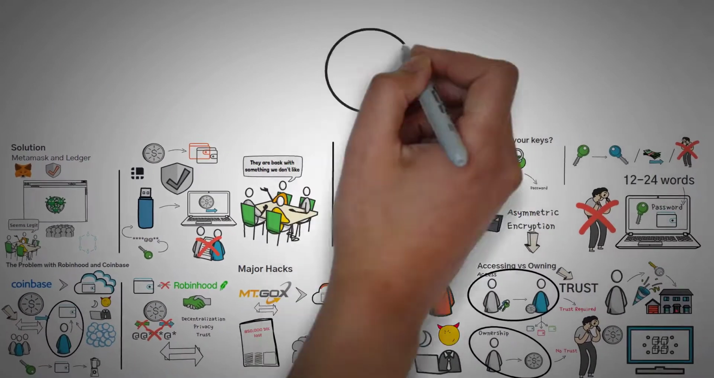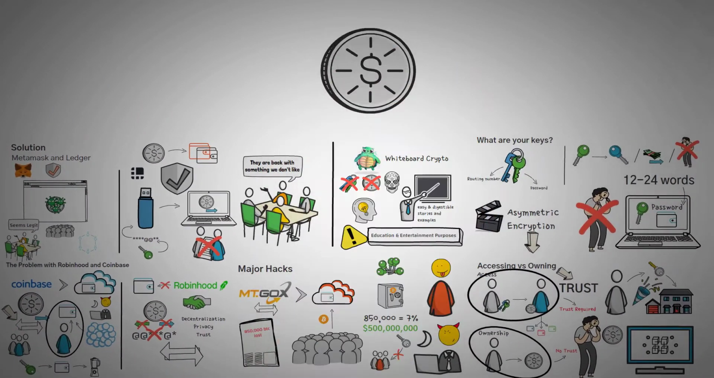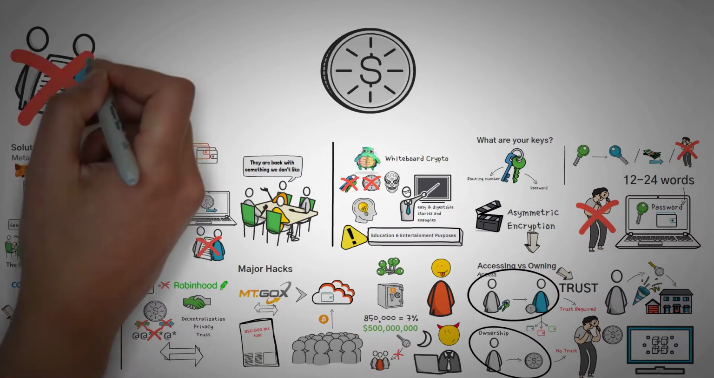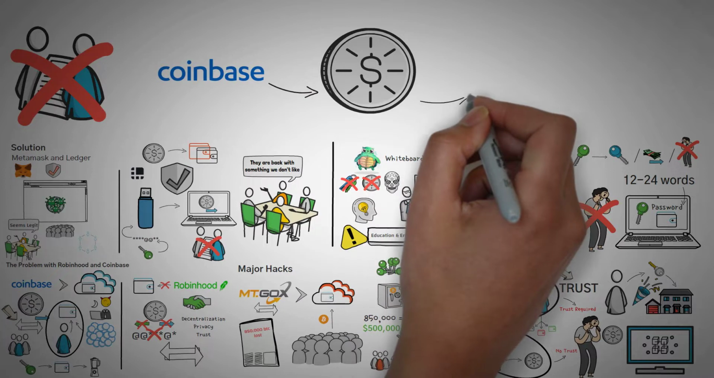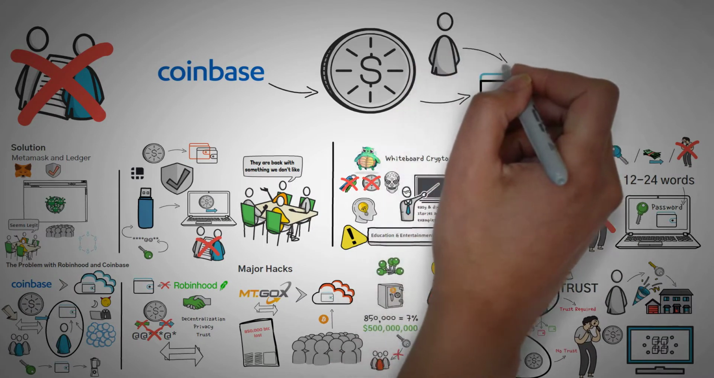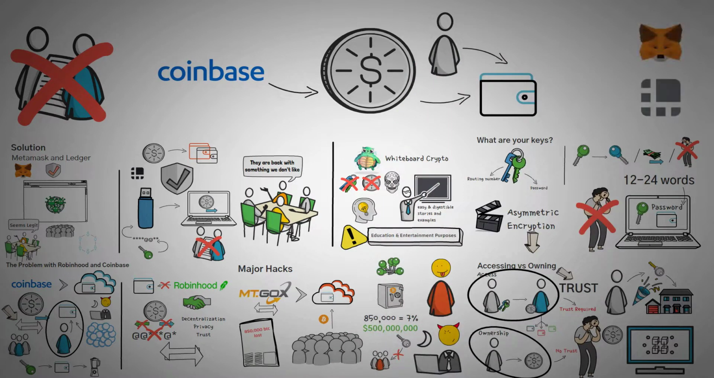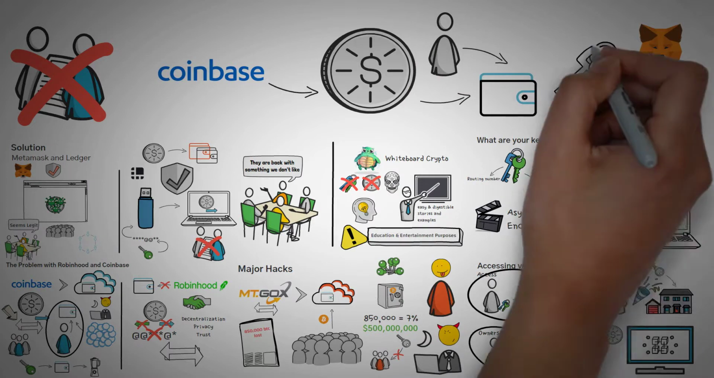So in conclusion, when it comes to crypto, you really do not want anyone else having your private keys. To do that, you can buy crypto on a big exchange like Coinbase and then send it to a wallet that only you have access to, which MetaMask and Ledger are two pieces of software that allow you to create those private keys.